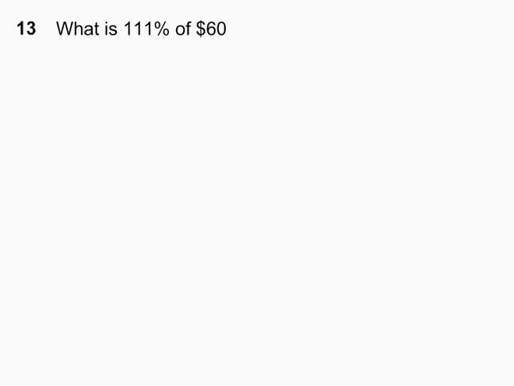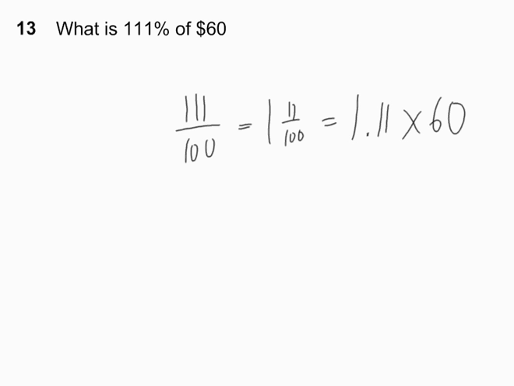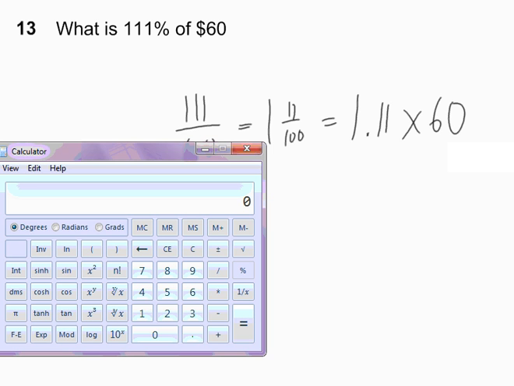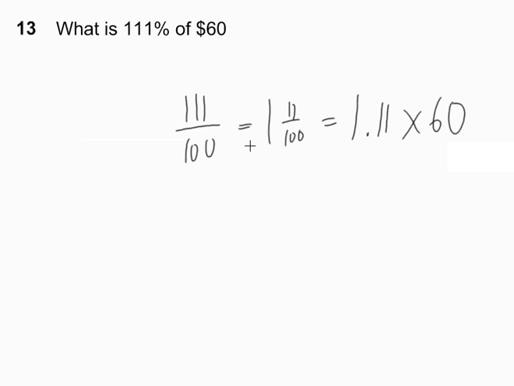What is 111% of $60? Well, 111% would be 111 out of 100, which is 1 and 11/100ths, which as a decimal is 1 and 11/100ths. Multiply that by 60. I got it wrong in the answer key, but 1.11 multiplied by 60 is 66.6. And since we're dealing with dollars, I need that insignificant zero to make it 60 cents.